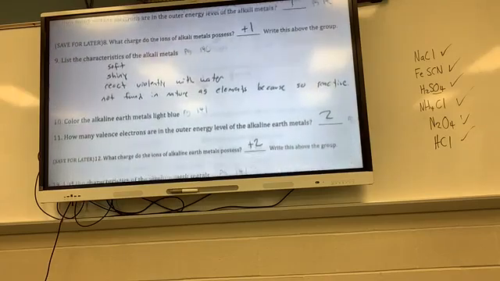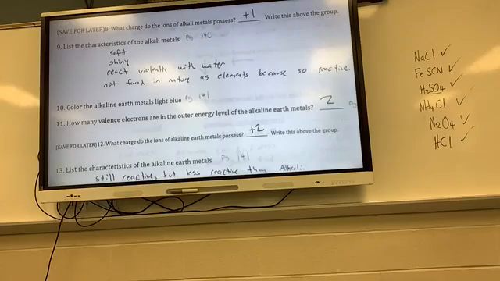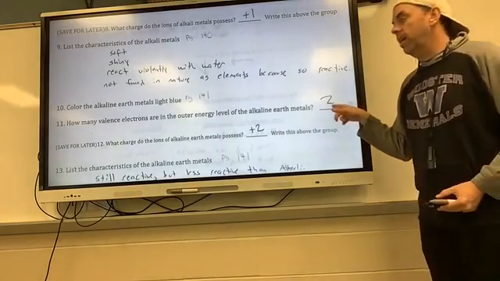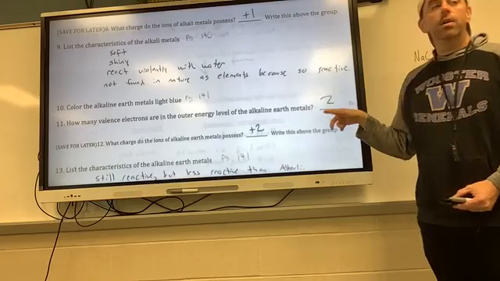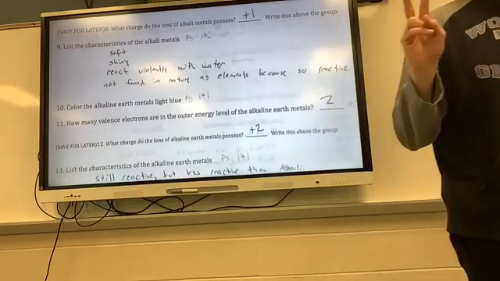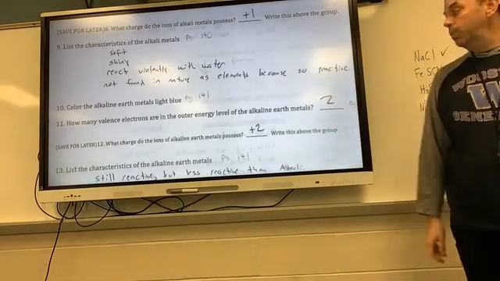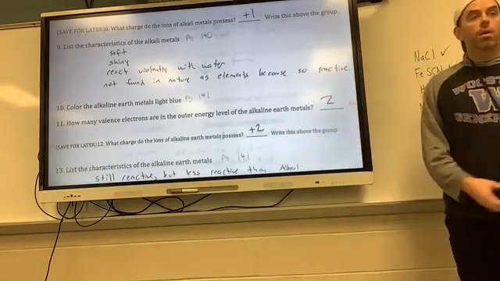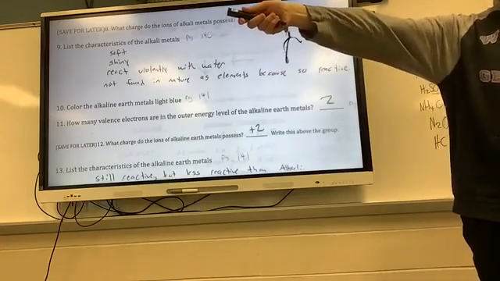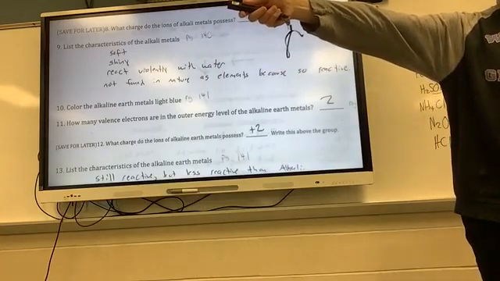Moving on. Color the alkaline metals light blue. So you should have colored group 2 light blue. Question. If it's group 2, it has 2 valence electrons. Is it easier to lose 2 or gain 6? Lose 2. And if I lose 2 electrons, what charge do I become? Positive. Write +2 above group 2 on your periodic table now.